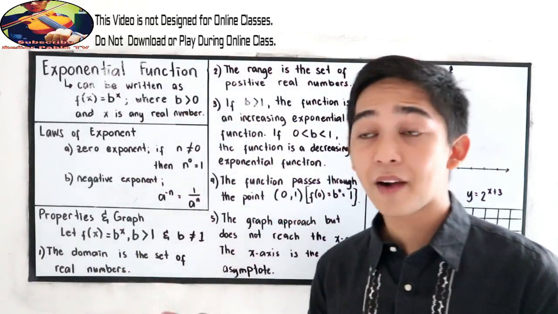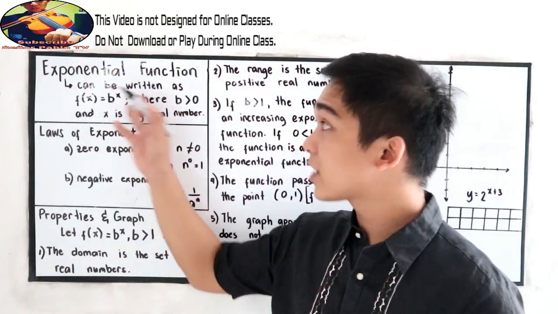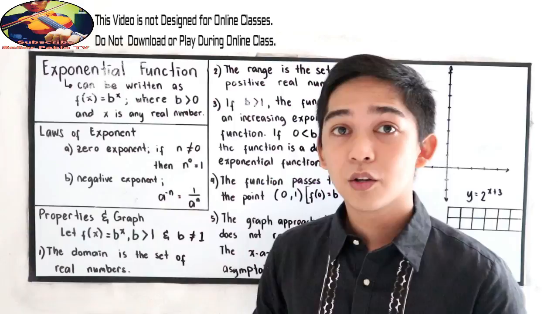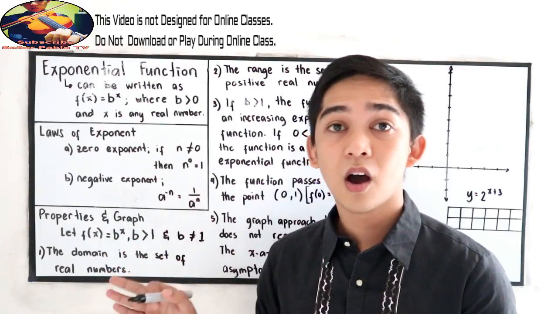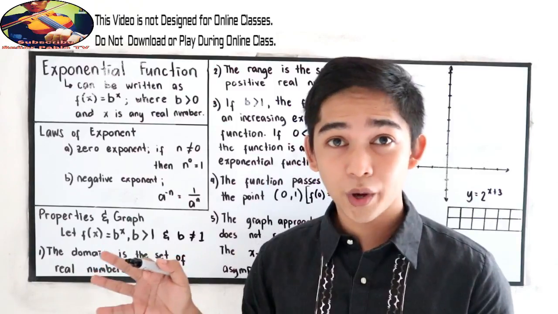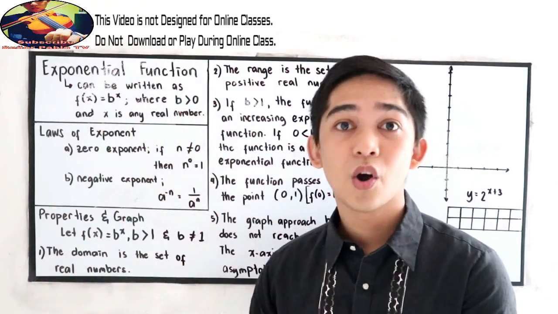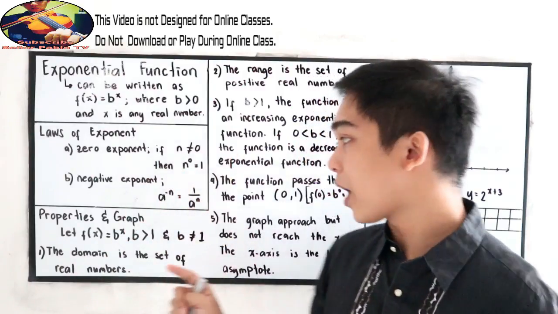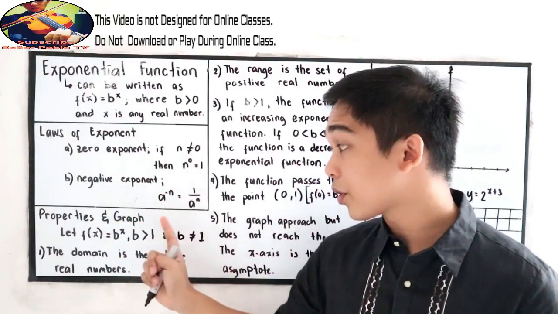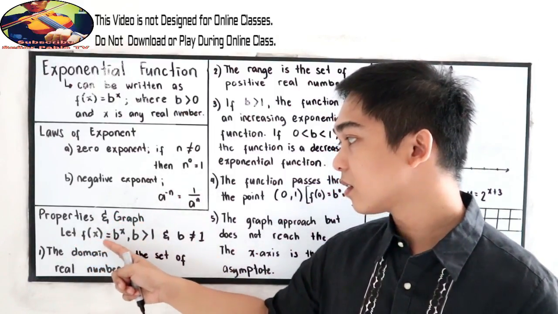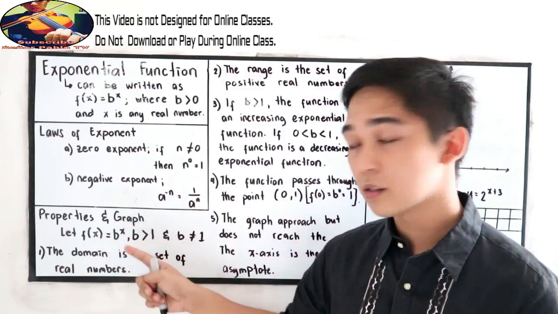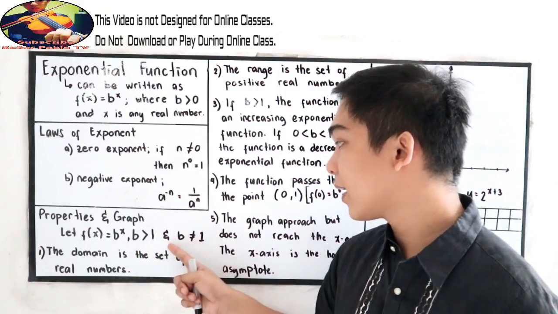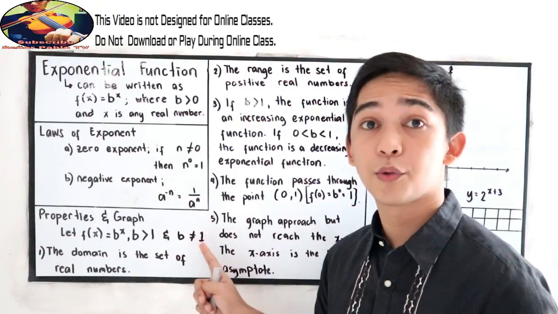And now, let's have the characteristics or the properties of exponential function and its graph. It is very important to know the properties and characteristics of exponential function to check whether you are in the wrong process of solving our function. Our first property, we have our condition. Let f(x) = b^x, wherein b must be greater than 1 and b must not be equal to 1.